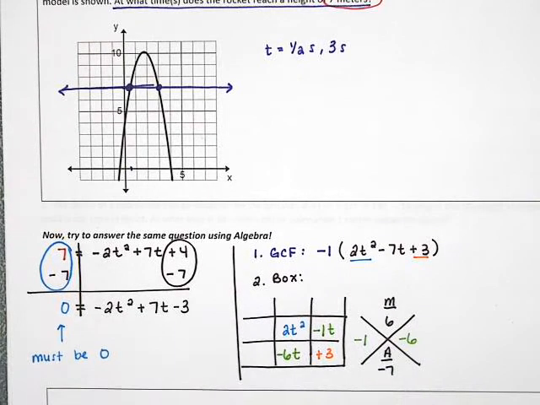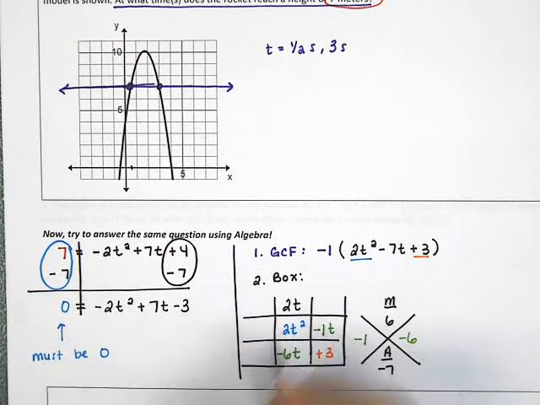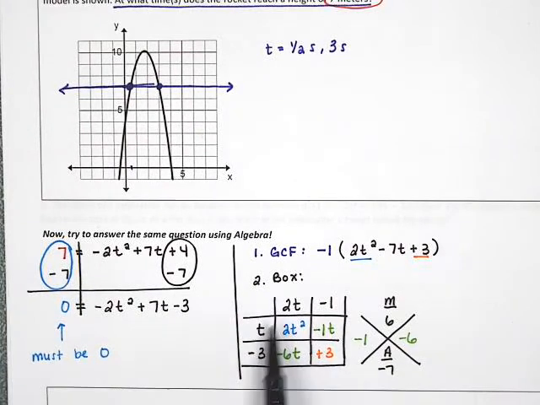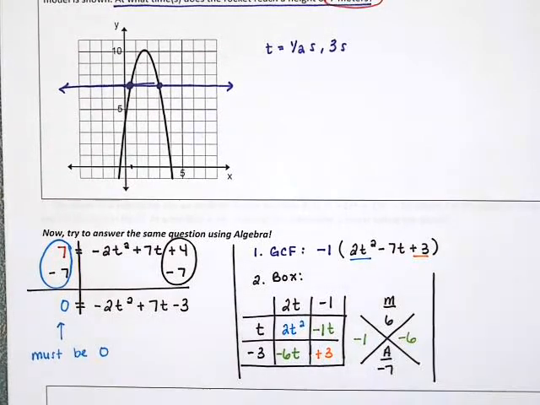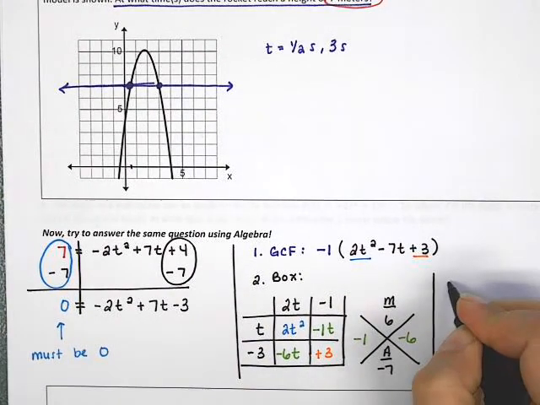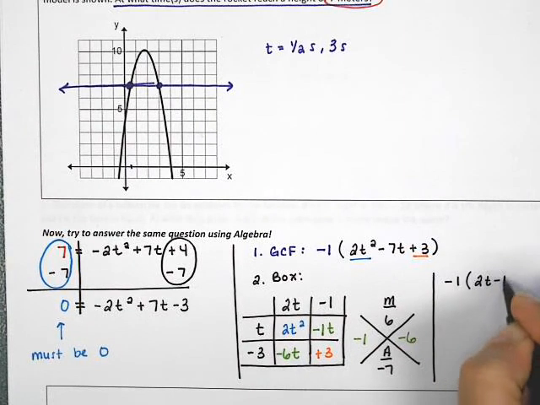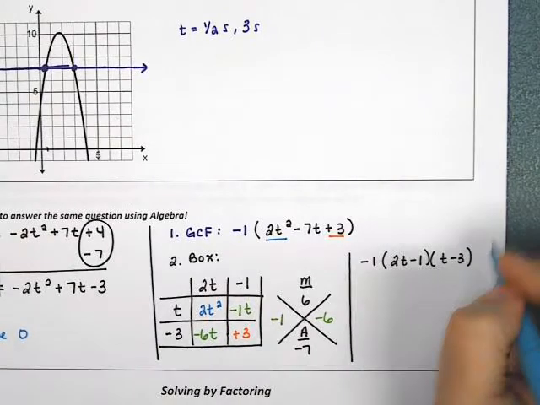Now I'm just going to do common factors. So the common factor for this column would be 2t. Then I would need a t here, a negative 3 here, and a negative 1 here. I can figure those things out by just thinking, what would I need to multiply to make that inside stuff? So my new factored equation would be, I'm going to drop down the negative 1, and I'm going to copy in my 2t minus 1 and my t minus 3, which is equal to 0.